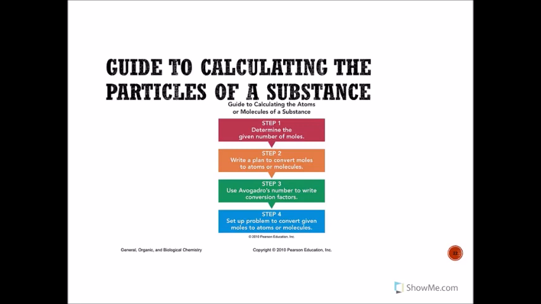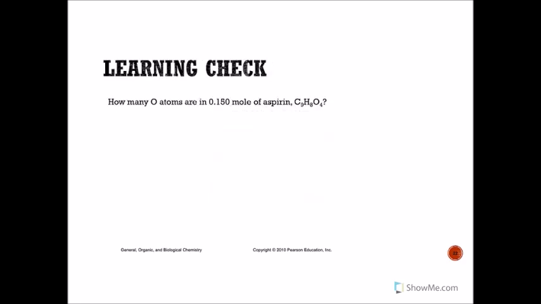A guide to calculating the particles of a substance. Step 1 will determine the number of moles. We write a plan to convert the moles to atoms or molecules. Use Avogadro's number to write conversion factors and set up a problem to convert given moles to atoms or molecules. If we took a look at this example here, how many oxygen atoms are in 0.150 moles of aspirin?